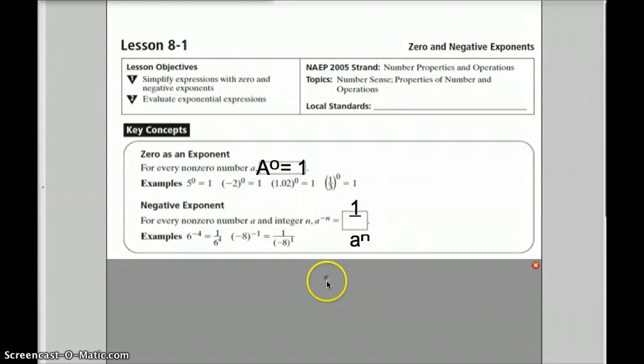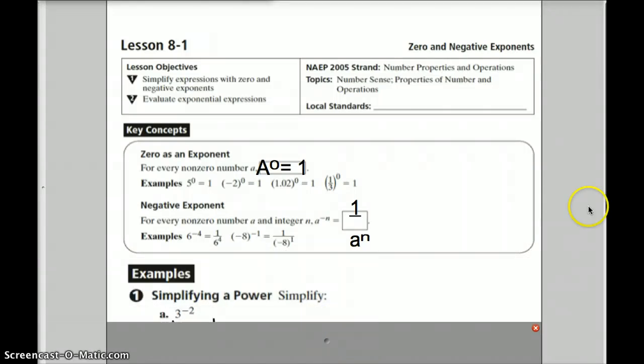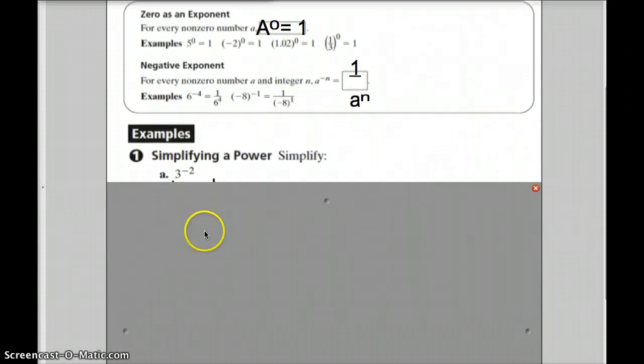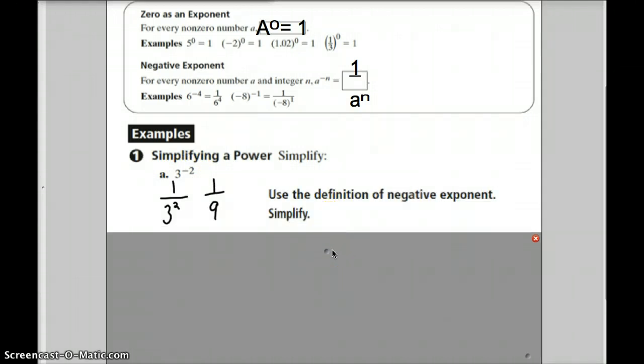Let's try a few examples here. So our first example, we have 3 to the negative 2. You're going to remember that negative in the exponent is its ticket. So we're going to use the ticket, and it becomes 1 over 3 squared. And then to take that a step further and simplify, after we've gotten rid of the negative exponent, we simplify, and now we have the fraction 1/9.